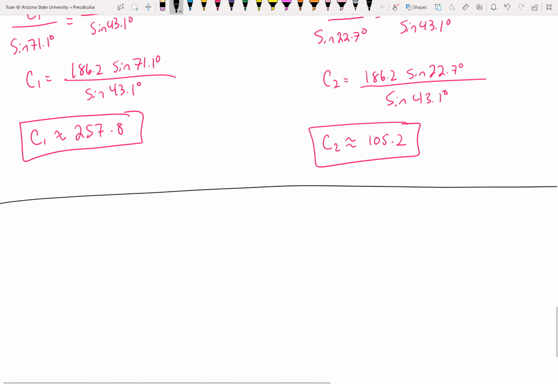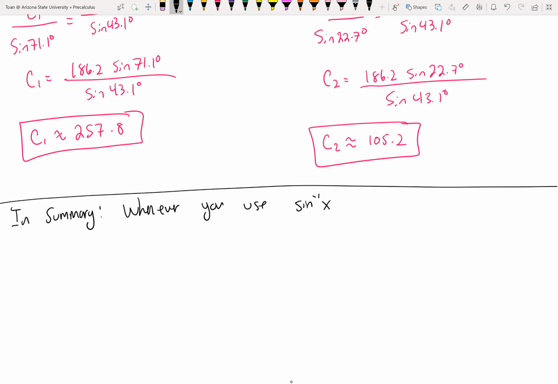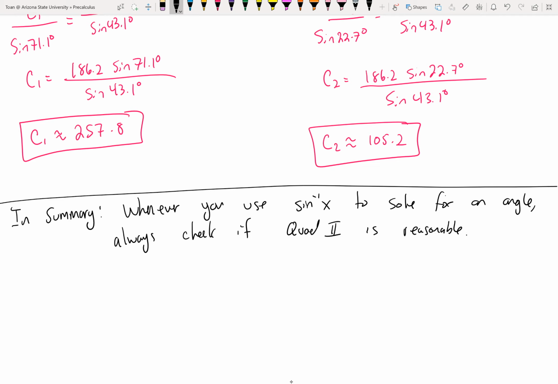To summarize, in summary, whenever you use the inverse sine function to solve for an angle, always check if the quadrant 2 angle is reasonable. Right? That's the moral of the story moving onwards. Not just in the ambiguous case, but in all cases in your mathematical career, if you take the inverse sine function, just do a quick check for the obtuse angle.